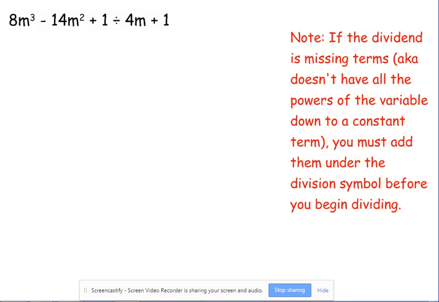We want to divide 8m cubed minus 14m squared plus 1 by 4m plus 1. Okay, so we want to divide that right there.